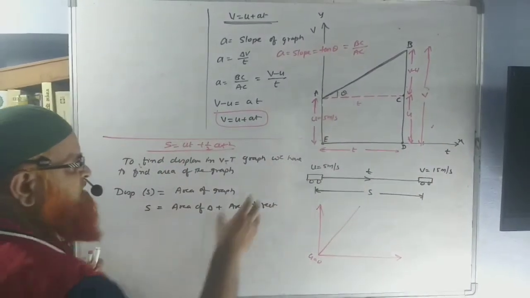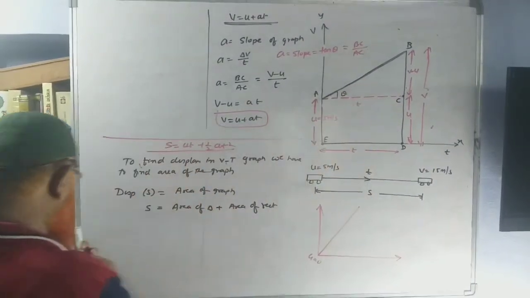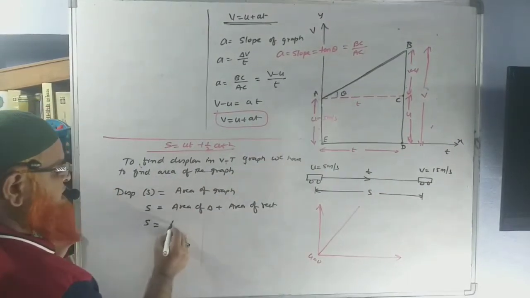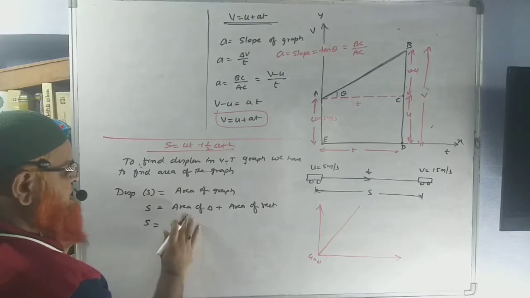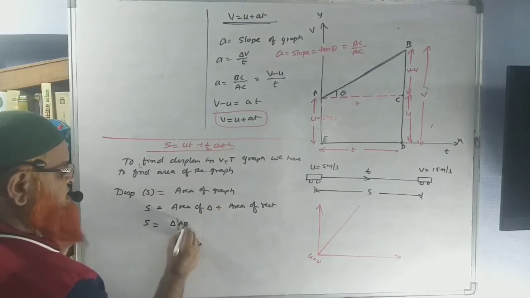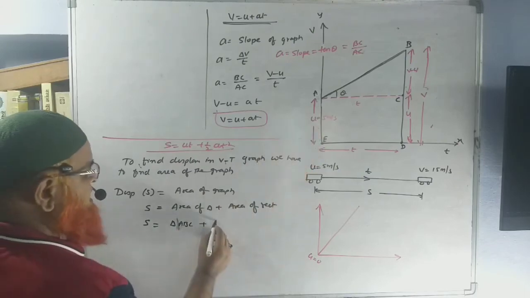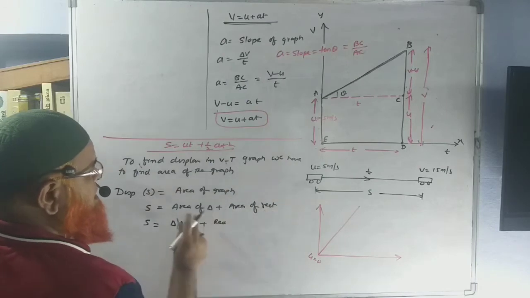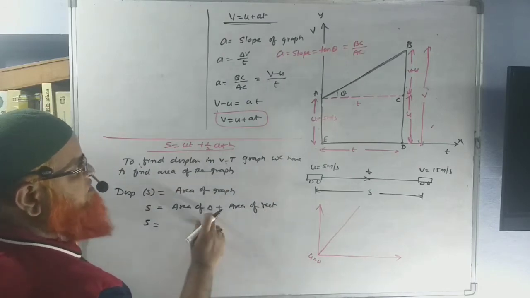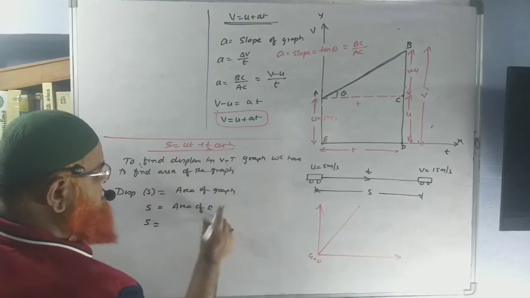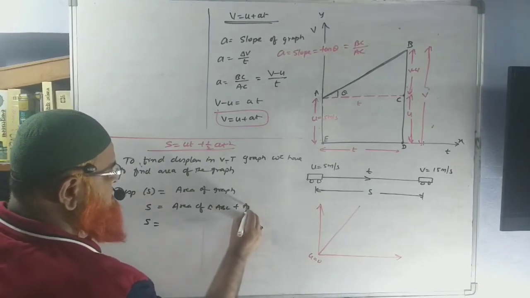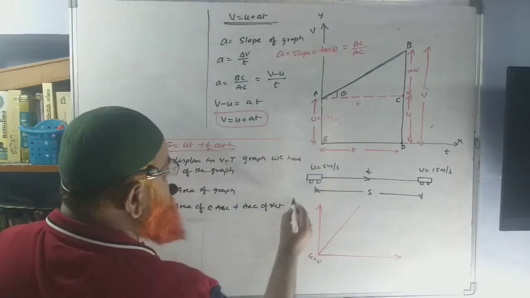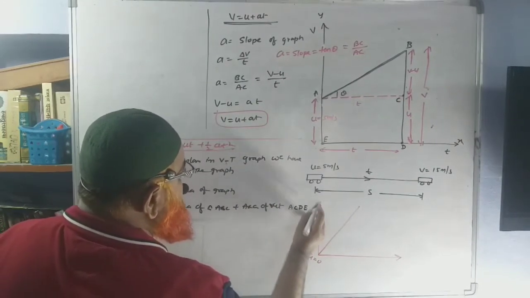Whatever is coming below the line AB is going to be the area of that graph. So to find the area of that graph, it is the area of the triangle plus the area of the rectangle. So here S is equal to the area of the triangle. What is that area of the triangle? That is triangle ABC. So it is area of triangle ABC plus area of rectangle. What is this rectangle going to be? ACDE. This is a rectangle ACDE.